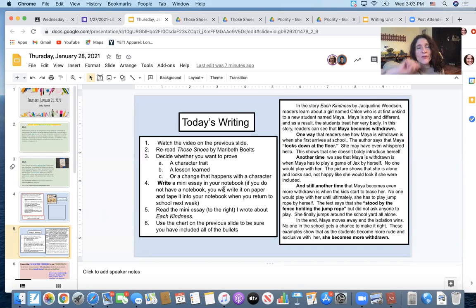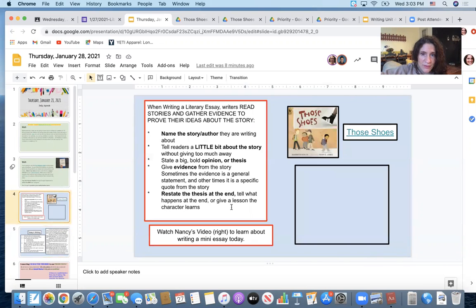And if you don't have, you can say, I don't have a notebook. If you don't have a notebook, you're going to write it on a piece of paper. Then you're going to tape that paper into your notebook when you go back to school next week. Then you're going to read this little mini essay here that I wrote, and you're going to use it to make sure that you've done everything that we want you to do. What is here is also here. This is the chart that tells you what to do.